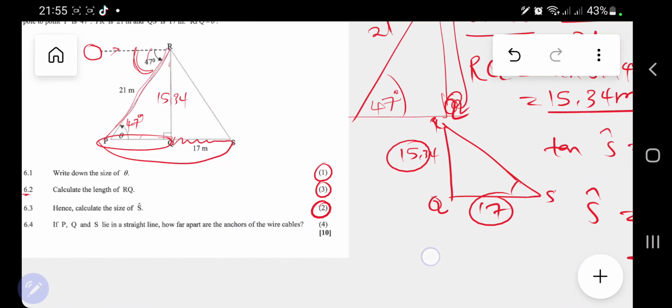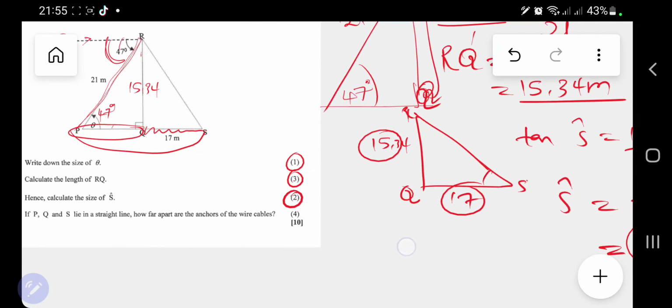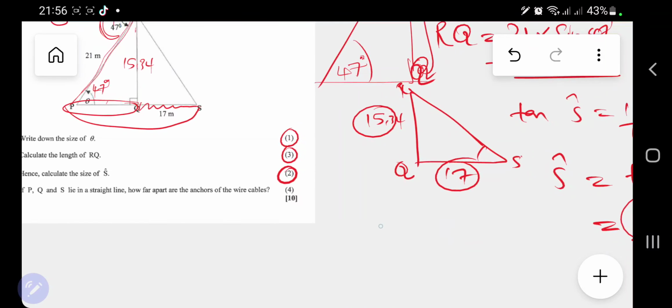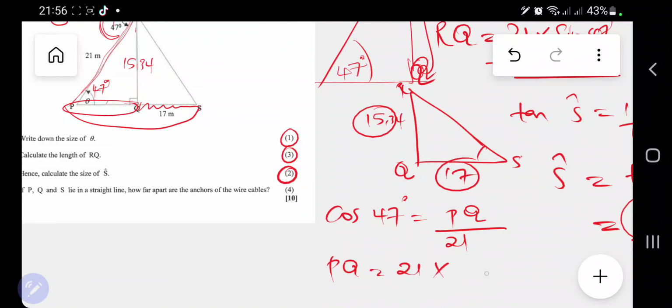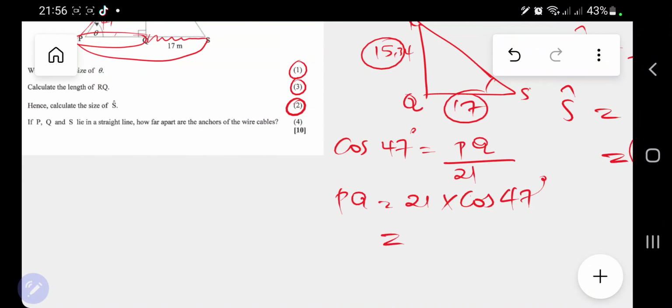All right, so from here, let's figure out how to calculate that one. This is an adjacent side, and then we've got that as the hypotenuse. So I'm going to use cos. Remember the SOHCAHTOA, grade 10s. I'm going to have cos of the angle 47 degrees equals the adjacent side PQ over the hypotenuse of 21. So PQ equals 21 multiplied by cos of 47 degrees.